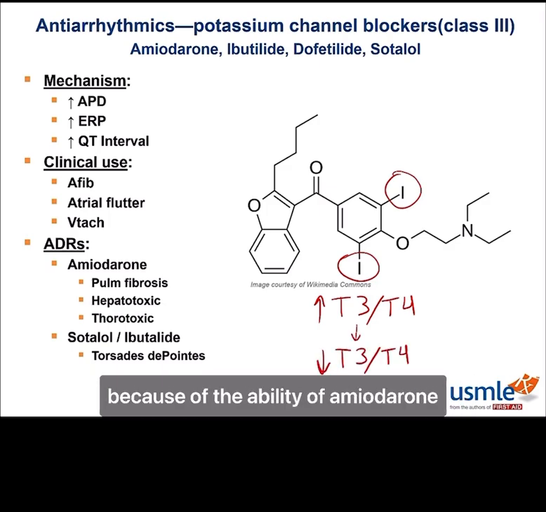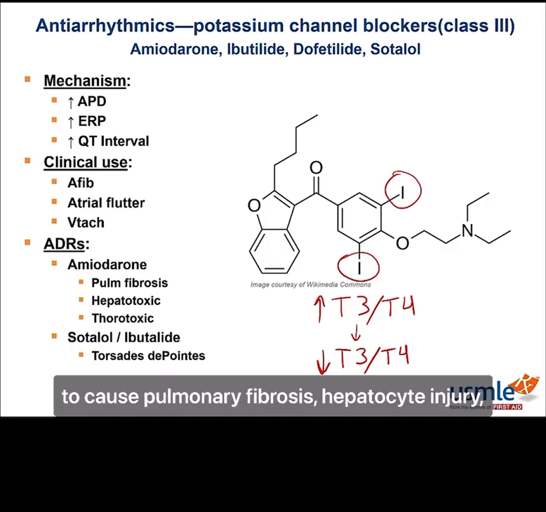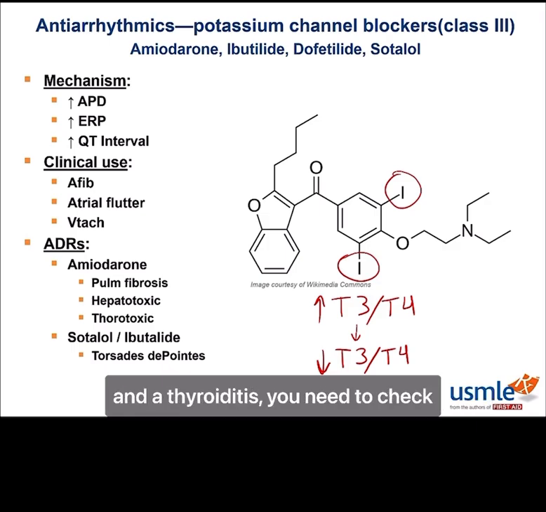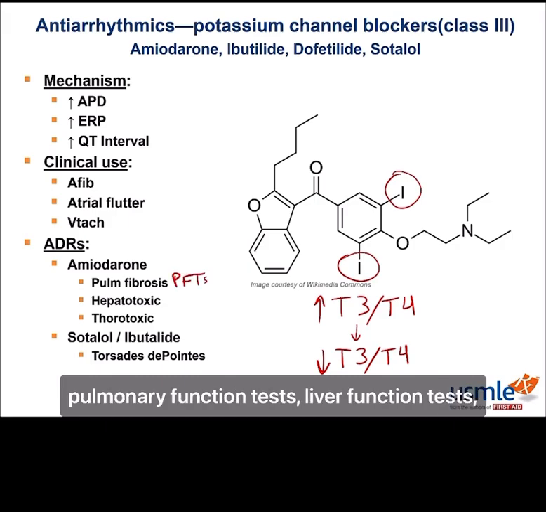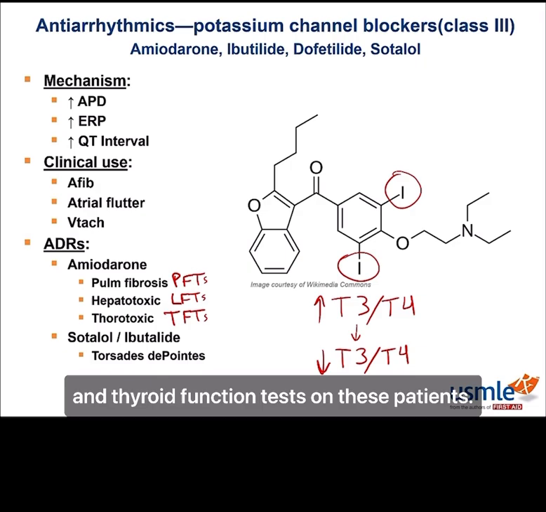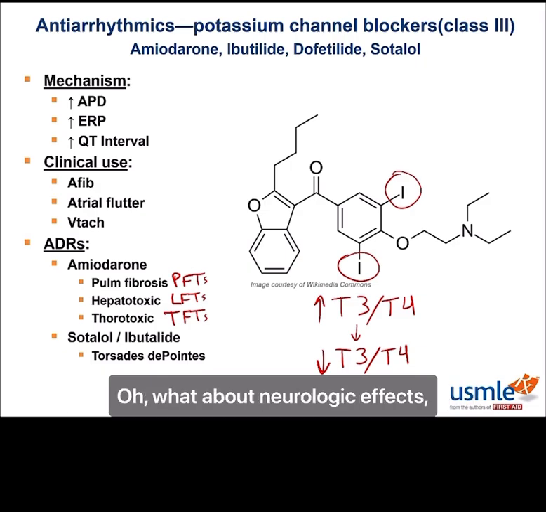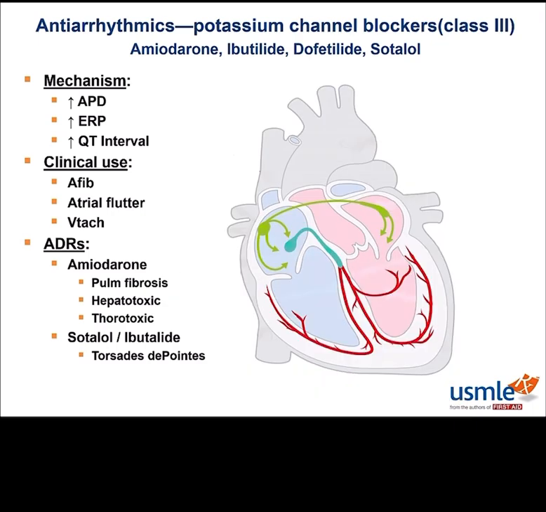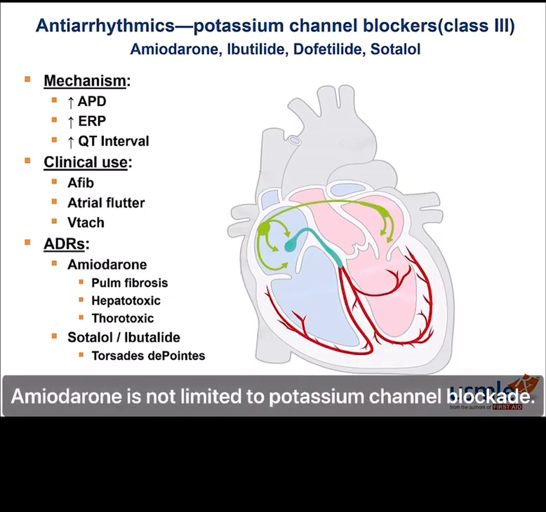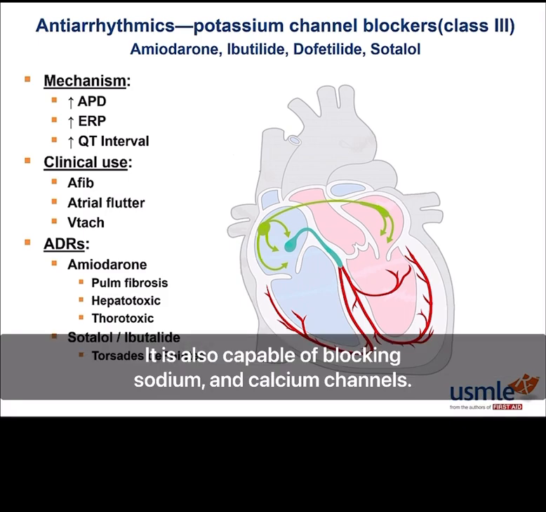Because of the ability of amiodarone to cause pulmonary fibrosis, hepatocyte injury, and thyroiditis, you need to check pulmonary function tests, liver function tests, and thyroid function tests on these patients. What about neurologic effects, constipation, and cardiovascular effects? Amiodarone is not limited to potassium channel blockade. It is also capable of blocking sodium and calcium channels.